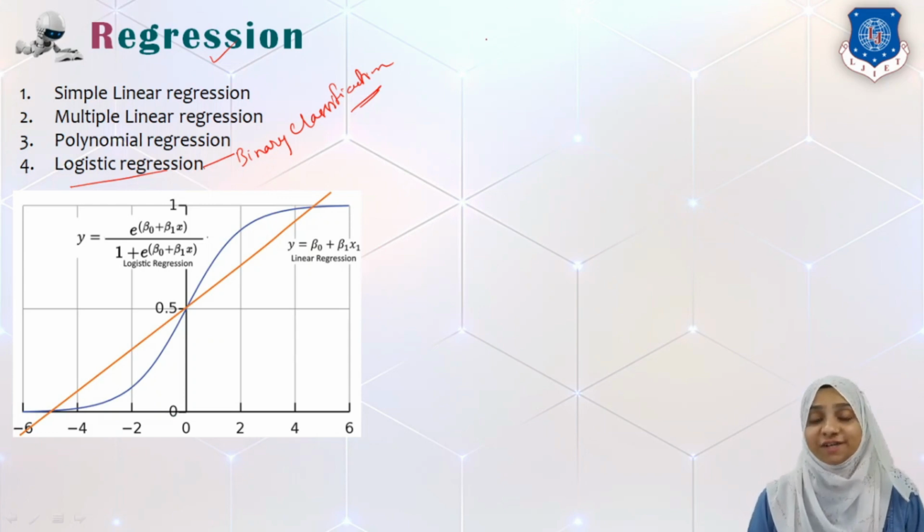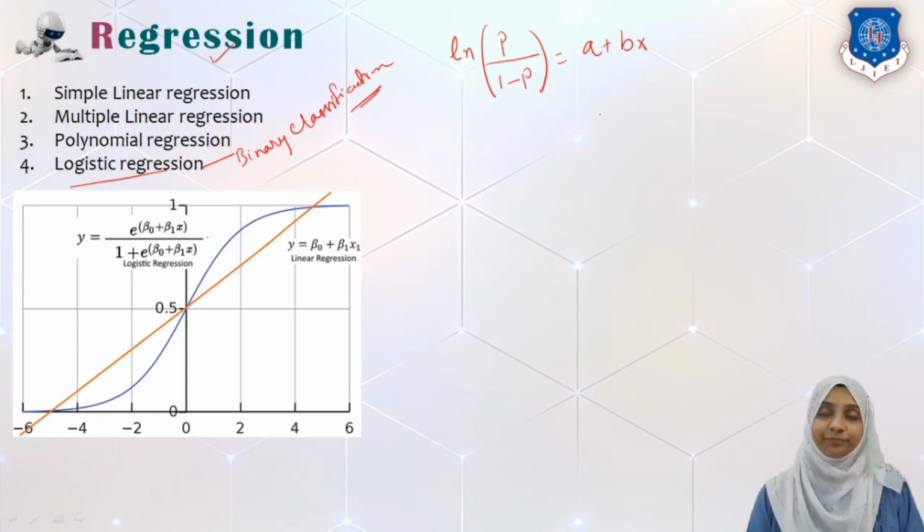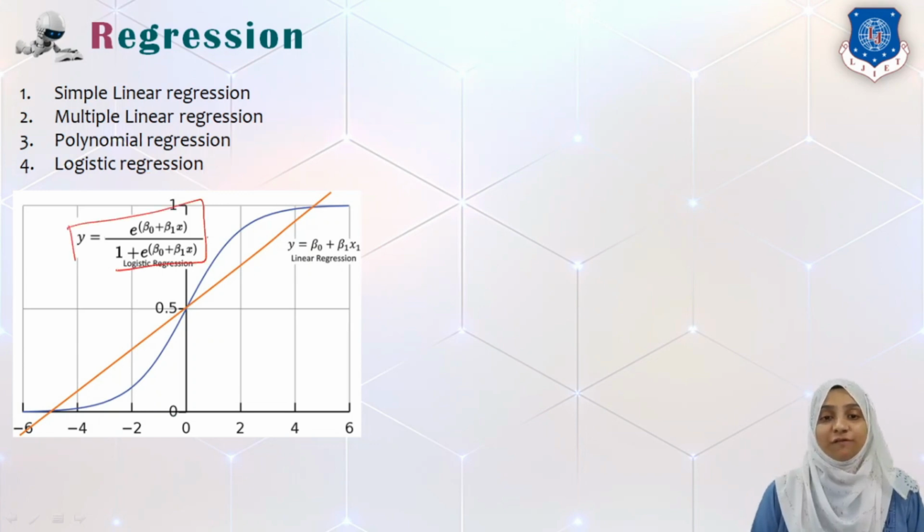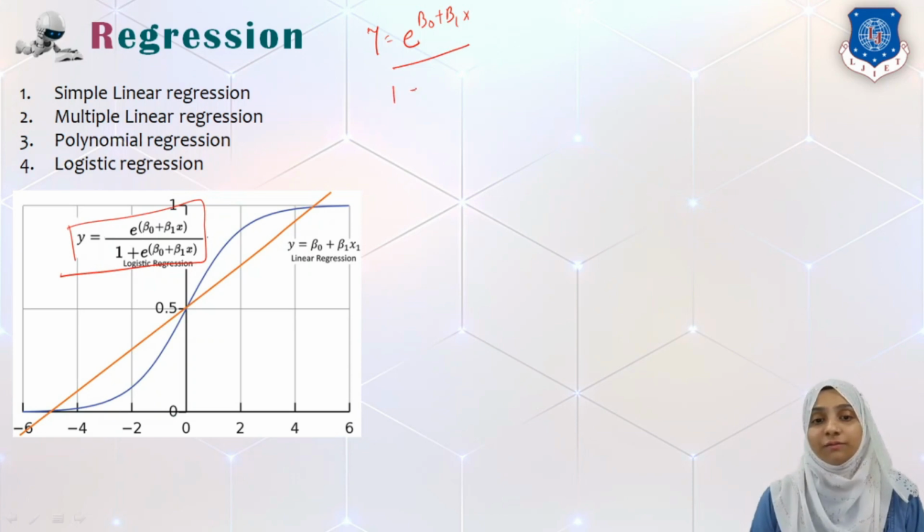Now, what is the logistic function? The logistic function is given as ln of p divided by 1 minus p equals a plus bx. Here, as you can see, logistic regression uses the variable p, which is nothing but the probability of an event p. So this is the equation of logistic regression, which is given as y equals e raised to a plus bx, or I can write b0 plus b1x, divided by 1 plus e raised to b0 plus b1x.